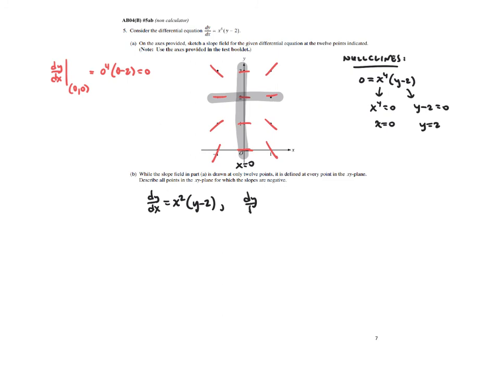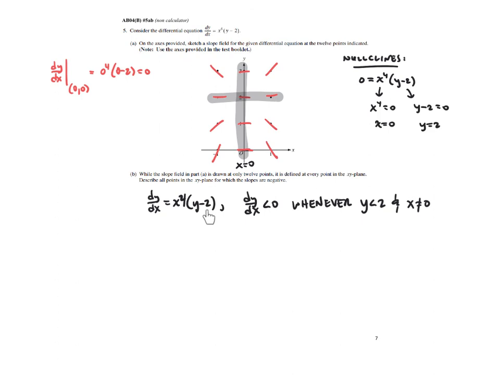Well, dy/dx will be less than 0 whenever y is less than 2 and x is not equal to 0. Okay, so check out the nature of this function. I don't care really what x is as long as x isn't 0, right? Because if x is a negative value, x to the 4th is positive. And actually, that should be x to the 4th. That's my bad.